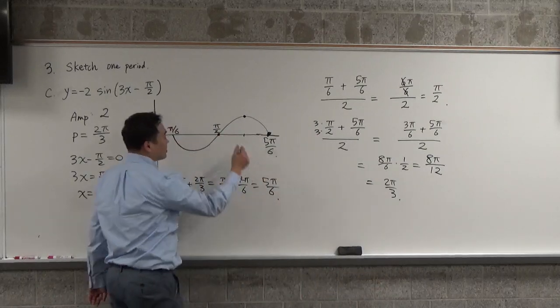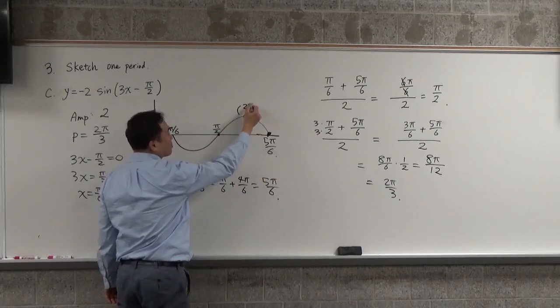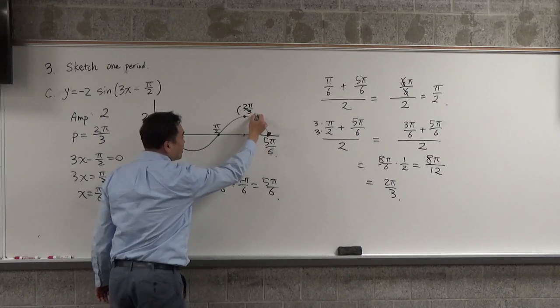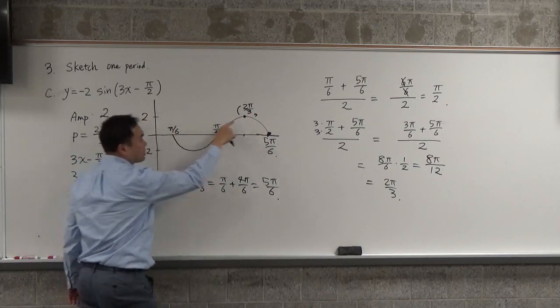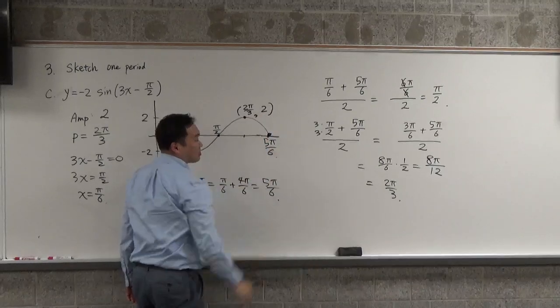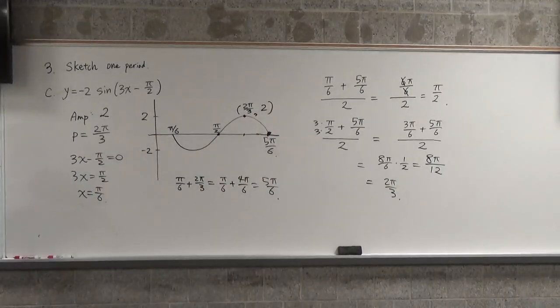So what does that tell us? It says that 2 pi over 3 is the x-coordinate, and we already know that the y-coordinate is 2. So this coordinate is 2 pi over 3 comma 2. All right?